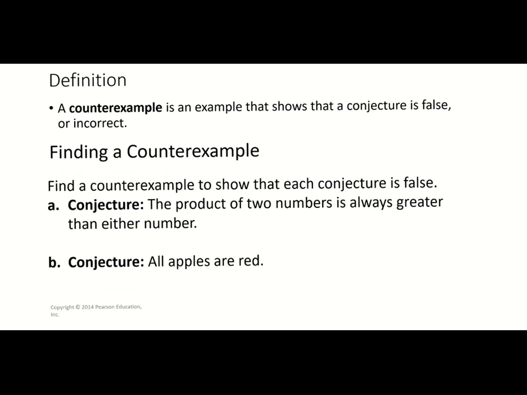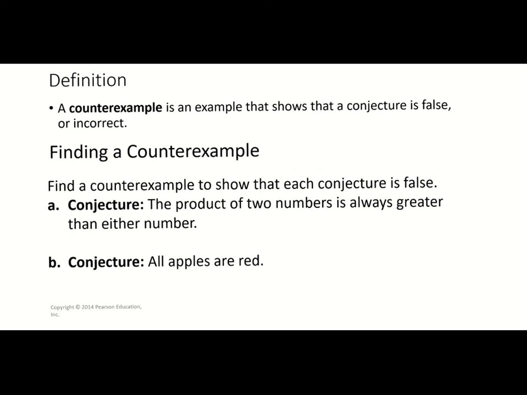Okay, so the last definition and the last thing we're going to look at in this section is finding a counterexample. We talked about inductive reasoning, how it's a great form of reasoning, but it's based really on your observations, information that you've gathered. Your generalizations that you make from your specific examples, it's not always true. One way to prove that it's not true is through a counterexample. So a counterexample shows that a conjecture is false or incorrect.